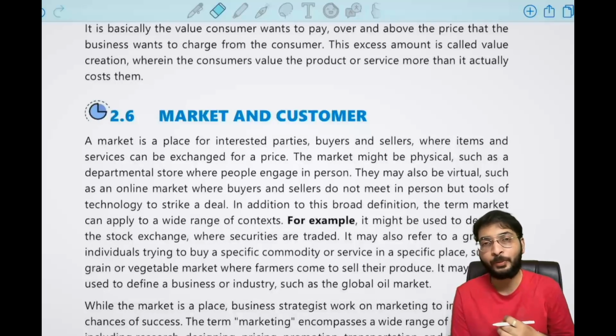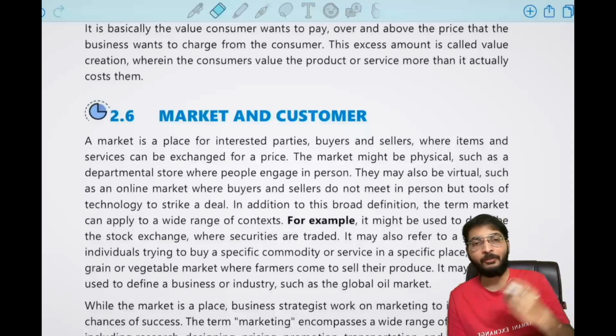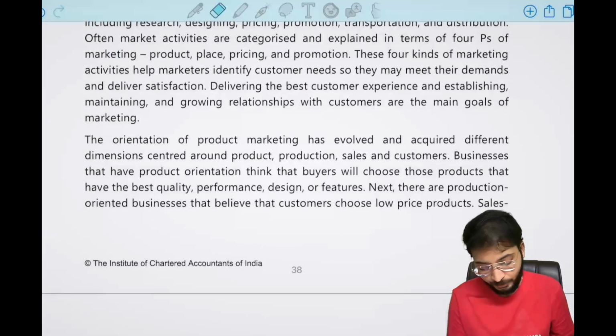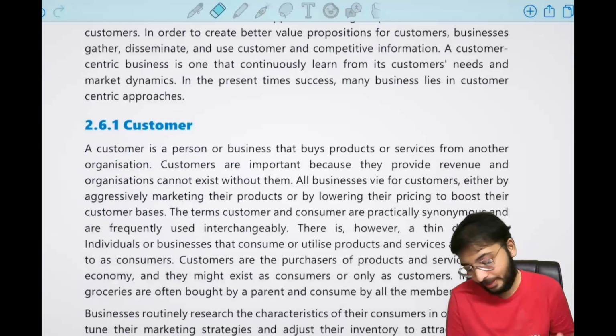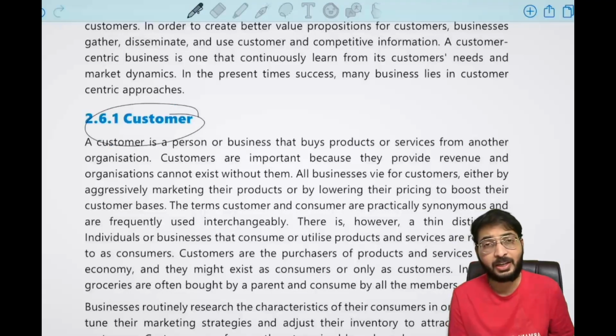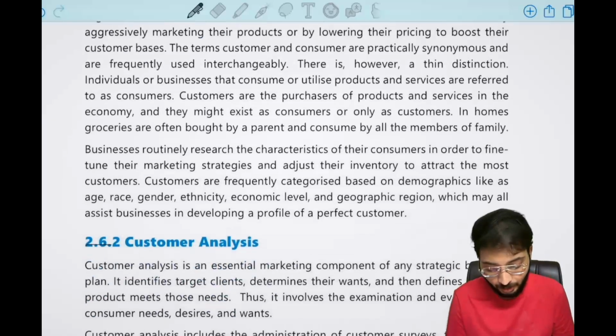So market is a place where buyers and sellers meet. You have an online market, you have an offline, so all this comes under market and customer. This is a very basic thing you can go through. So next we have a customer. Again, what is customer? Customer is the one who buys the product. What is the difference between a customer and a consumer? Consumer is the one who ultimately consumes that particular product.